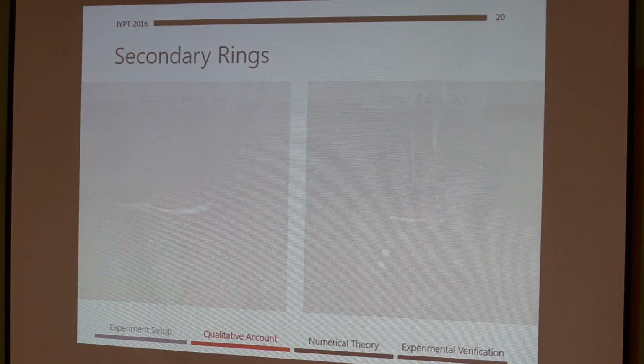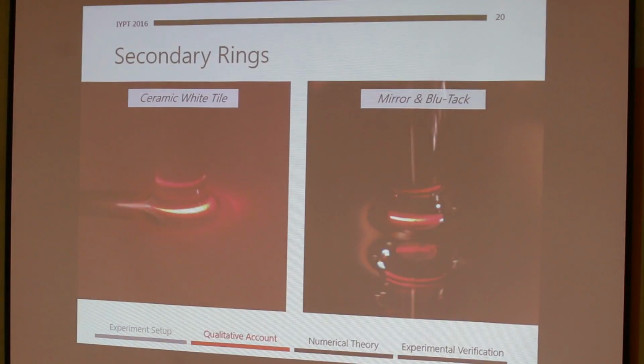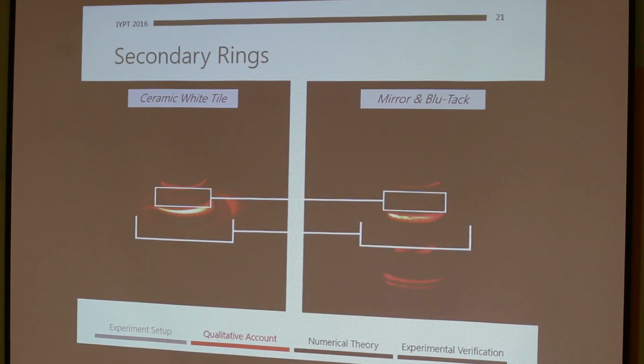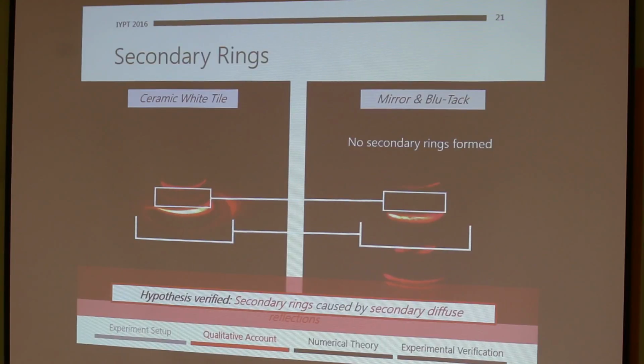So we put this to the test experimentally, and here are the images of our typical and modified experimental setup with the ambient lighting, and we can clearly see the piece of blue tack over here which we place on our mirror. Then we switch off and take away the ambient lighting, and we can ignore these rings below because they're caused by reflection of the mirror. We note that the secondary rings which we typically observe in our normal experimental setup are actually absent in our modified setup, and indeed there are no secondary rings formed. So this verifies our hypothesis, and the secondary rings are indeed caused by the mechanism of secondary diffuse reflections.